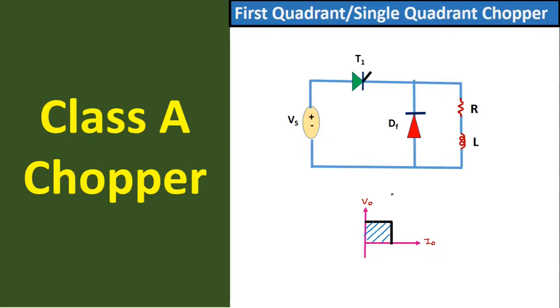In this lecture, we are going to study class A chopper. This class A chopper is also called first quadrant or single quadrant chopper or type A chopper.